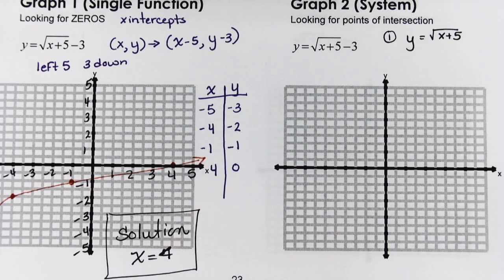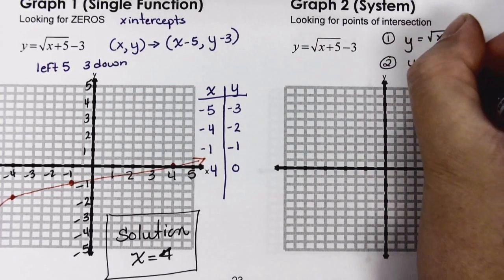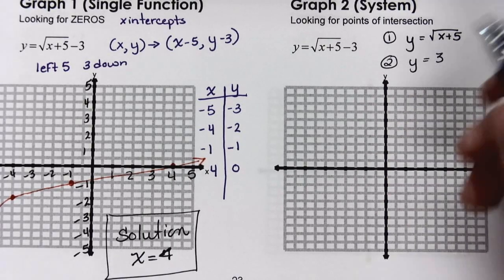Is going to be where... is going to be a positive 3. You're going to actually solve it. So equation 2 is going to be y equals 3. All right. Shall we graph the y equals 3 first?